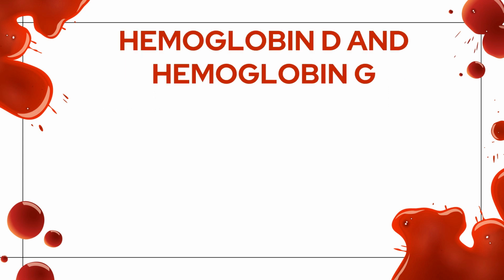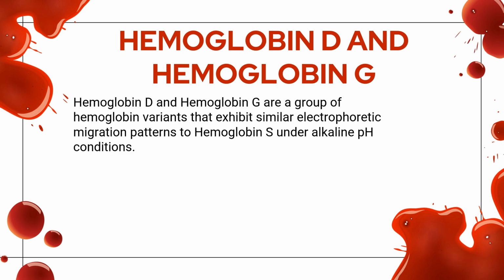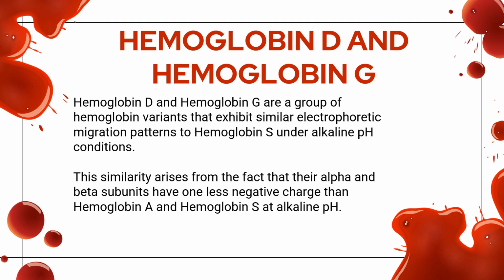Now we'll be exploring the unique characteristics of hemoglobin D and hemoglobin G. So, let's dive right in. Hemoglobin D and hemoglobin G are a group of hemoglobin variants that exhibit similar electrophoretic migration patterns to hemoglobin S under alkaline pH conditions. This similarity arises from the fact that their alpha and beta subunits have one less negative charge than hemoglobin A and hemoglobin S at alkaline pH.